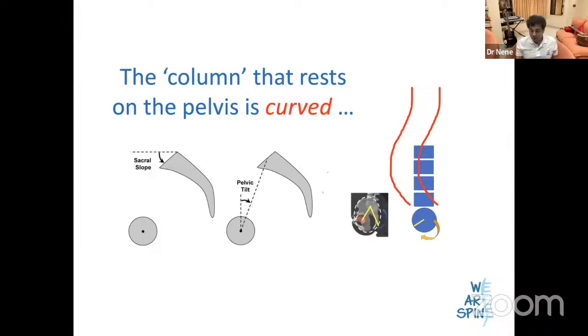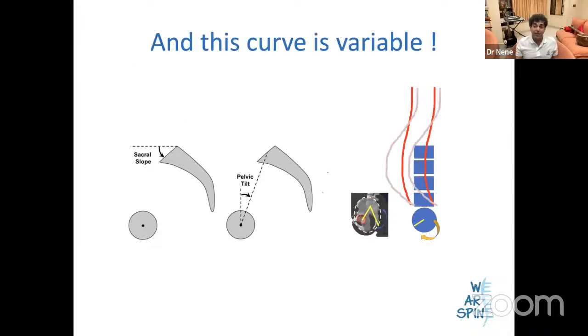It's not a straight column. And this curve is of variable curvatures. Some people have a very curved lumbar spine, some people have a more straight lumbar spine. No two people have the same lumbar spine. So the angles of the column, the curve in which it is placed when you're born or when you develop, is variable. And that suddenly gives you two variables.